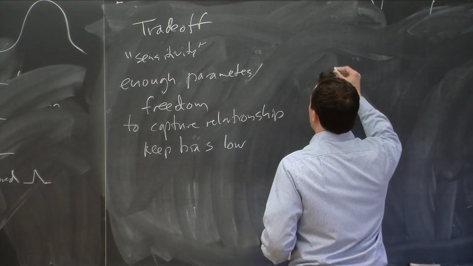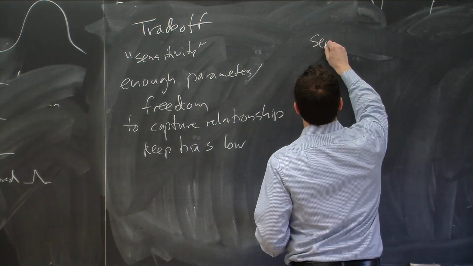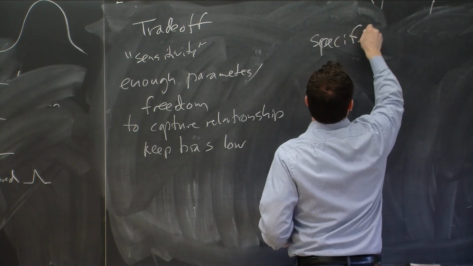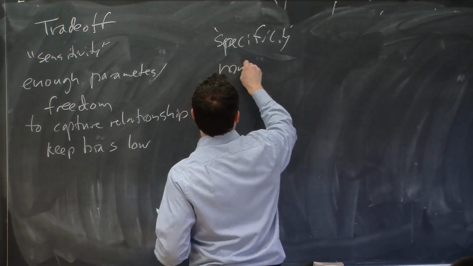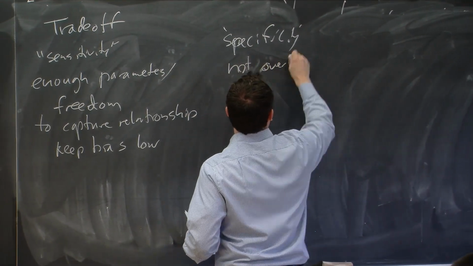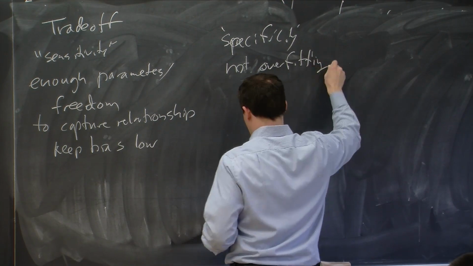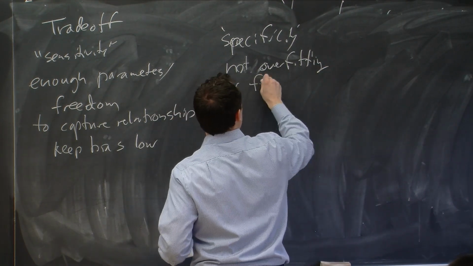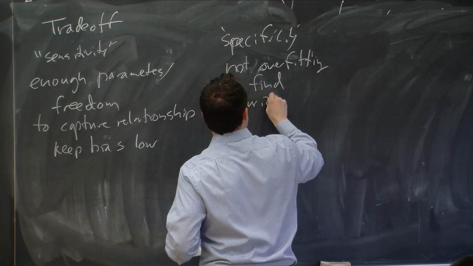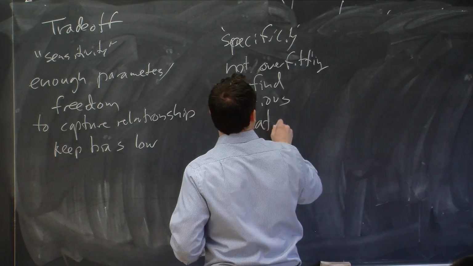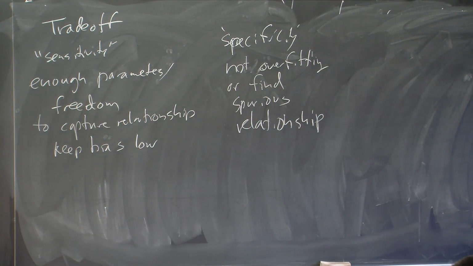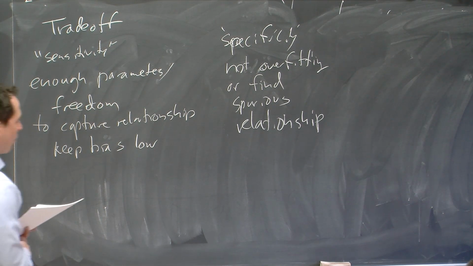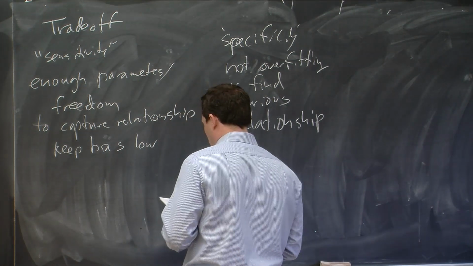And on the other hand, we have kind of a specificity kind of thing. And that is, we don't want to overfit or find spurious relationships. Right? If we include all the variables, if we include a saturated model, we'll always fit perfectly. But when we look at a data point that wasn't in our data set, it'll be garbage. Right? The prediction won't be very good because we effectively just looked at each data point.